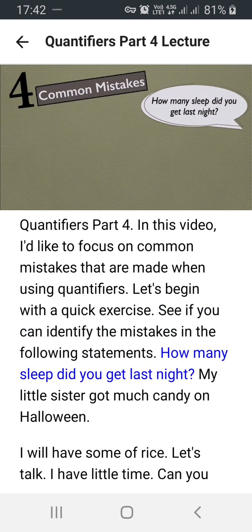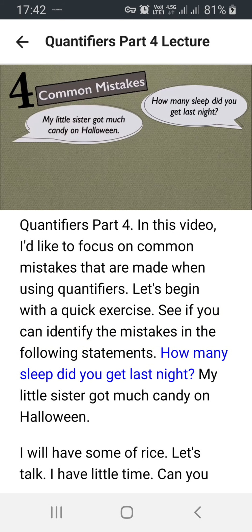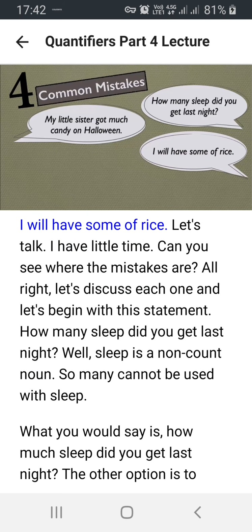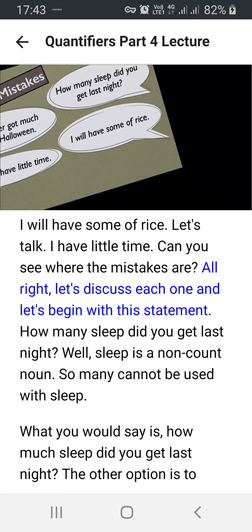How many sleep did you get last night? My little sister got much candy on Halloween. I will have some of rice. Let's talk. I have little time. Can you see where the mistakes are? All right, let's discuss each one.